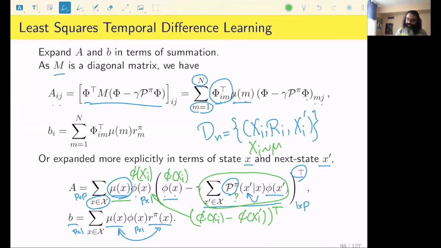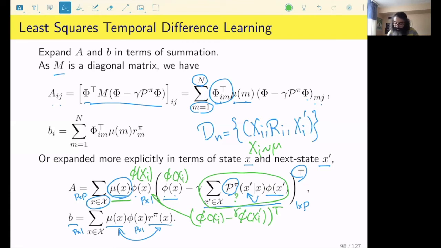So you can think of it this way: this A has two expectations. One expectation is over x, another expectation is over x prime. And I just replace both expectations with data. At x's, I choose x_i's, and at x primes, I choose x_i primes. There should be a gamma there, right, Professor? Thanks. So that's the idea. And we can do the same for B.